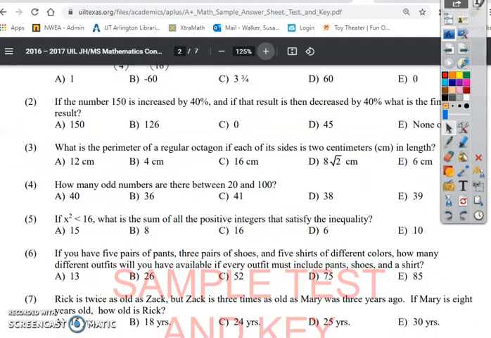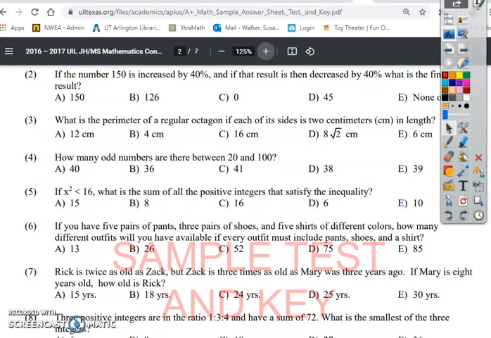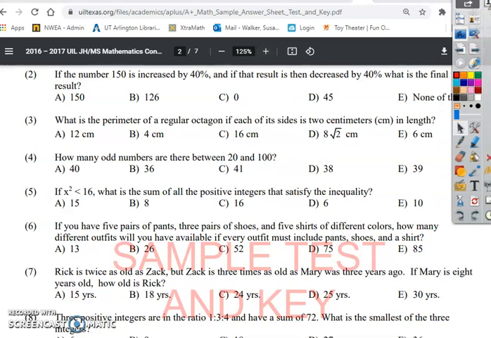So when I do number 3, it says what is the perimeter of a regular octagon if each of its sides is 2 centimeters in length? I had to double check to make sure I was not misreading this. Octagon has 8 sides. Each side is 2 centimeters. Nothing tricky on that one, okay? 8 sides times 2.